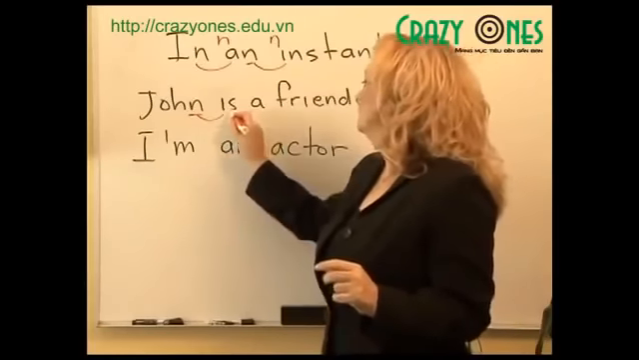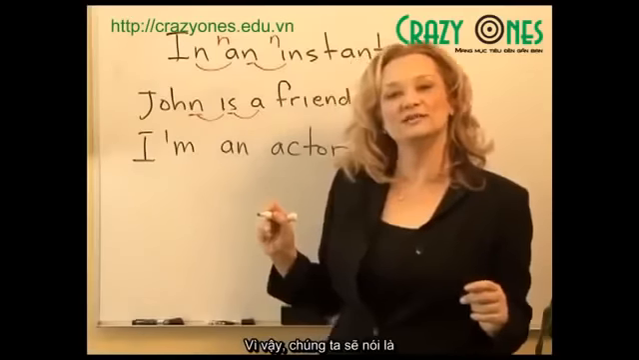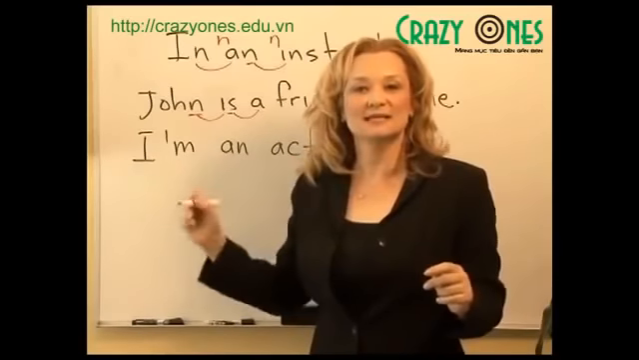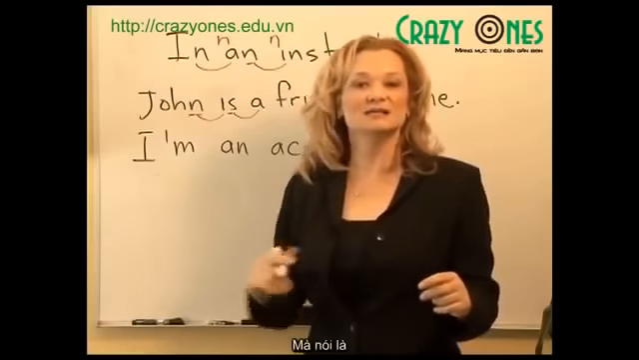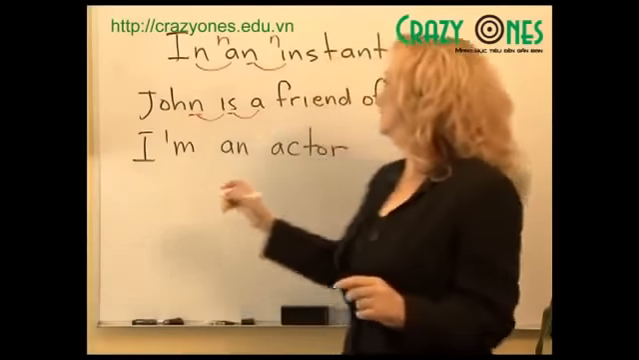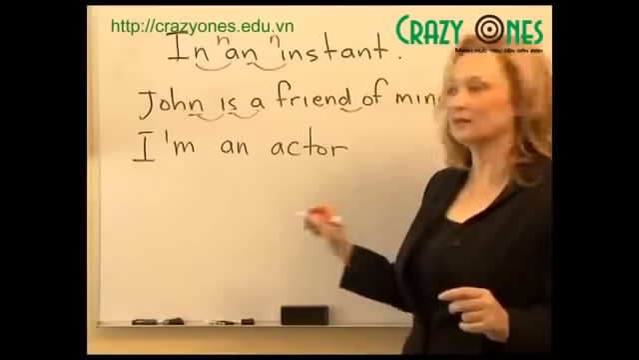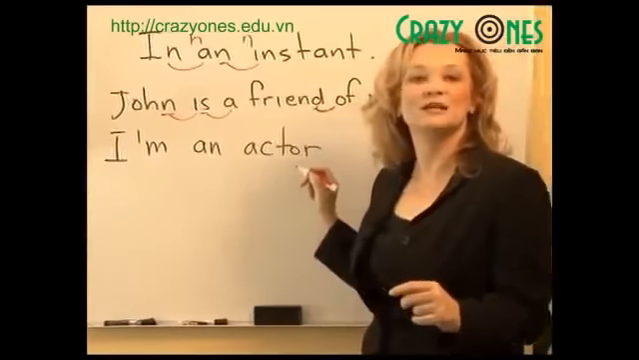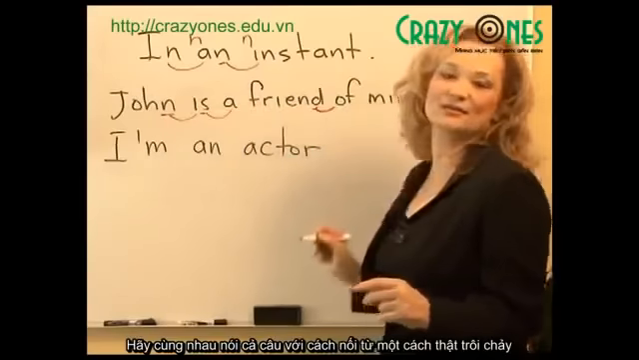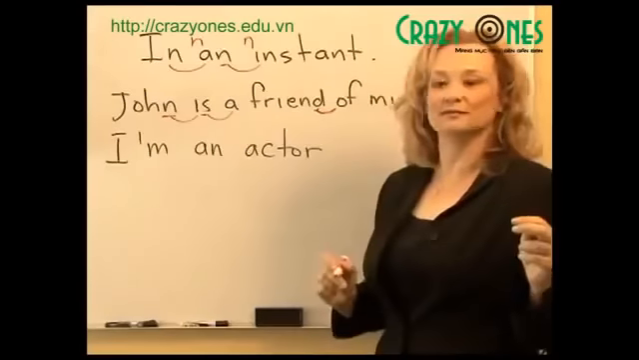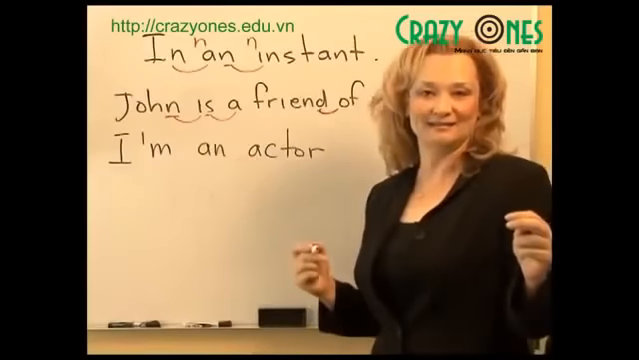John is. Here we have an S followed by a vowel. Therefore, we say Iza. Listen. John is a. Don't say John is a. Say John is a friend of. One more opportunity to link. We say friend of. Let's say the whole sentence together now, linked smoothly. John is a friend of mine. John is a friend of mine.